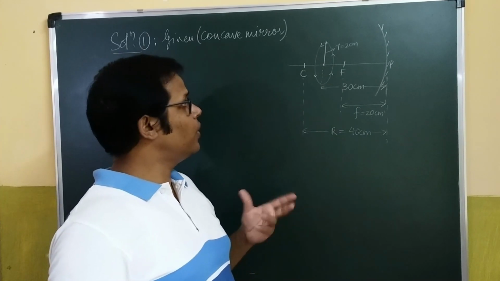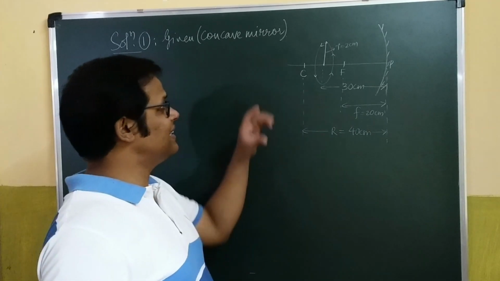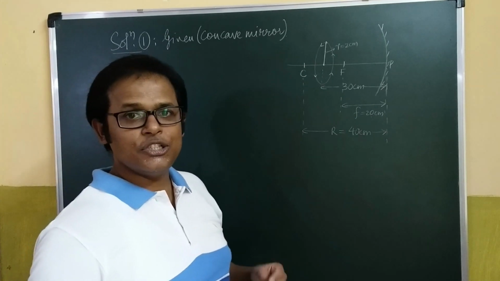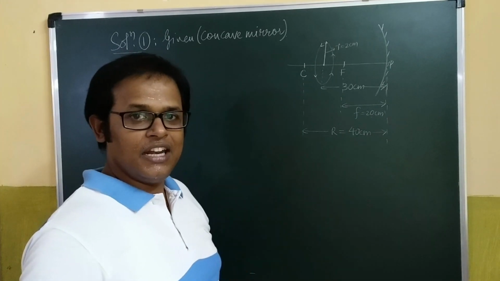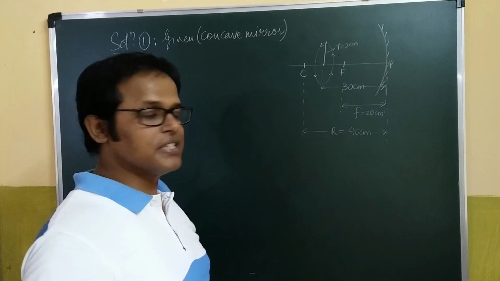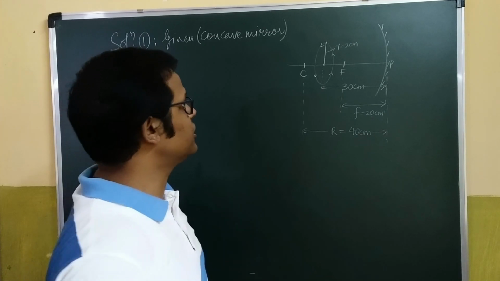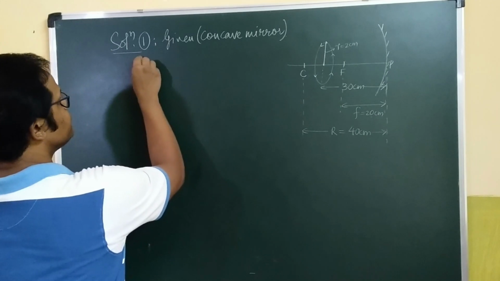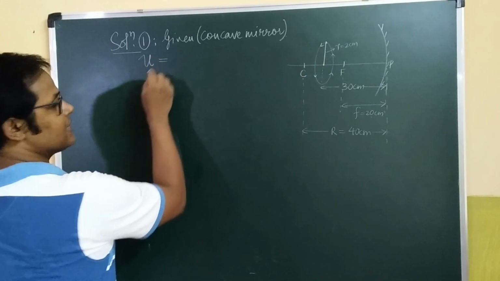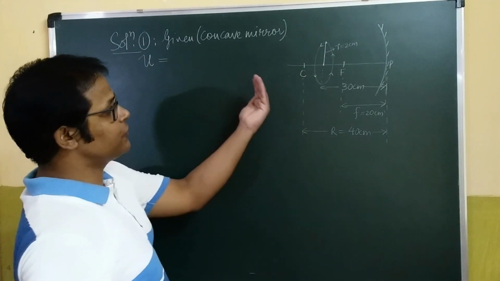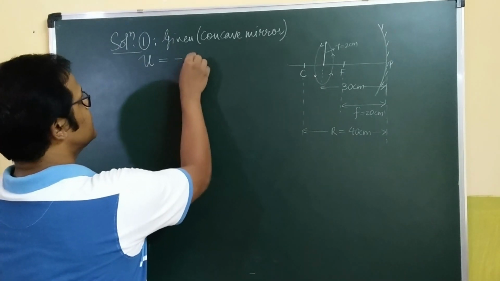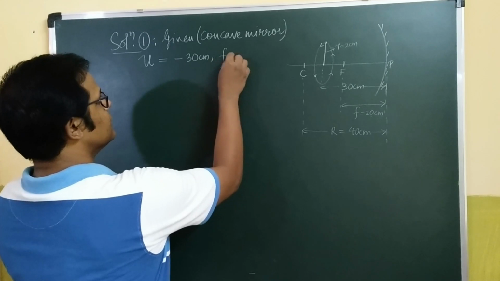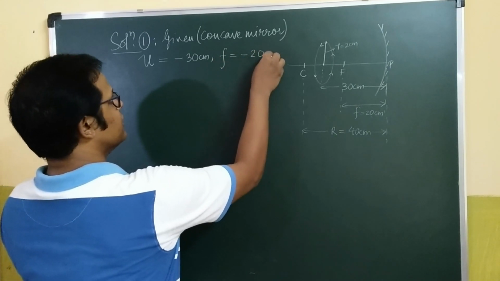be magnified. So we can even guess the image size is going to be greater than 2 centimeters. I mean to say, the radius of the image of the circle is going to be greater than 2 centimeters. So let us do it. Here I will write the data: U, object distance, that is left of the pole, that is minus 30 centimeters. Good. Focal length is needed, so I write minus 20 centimeters.